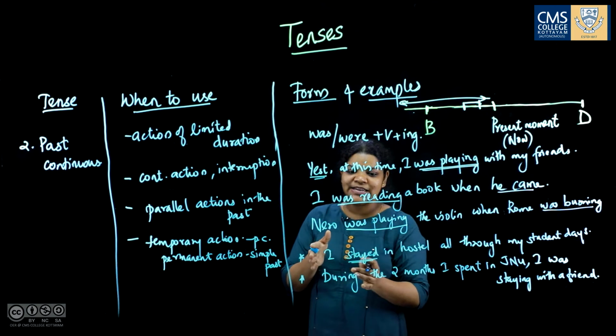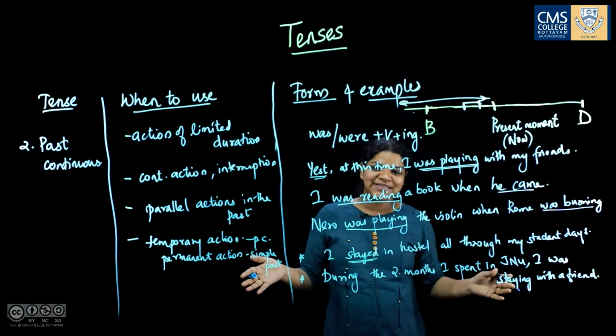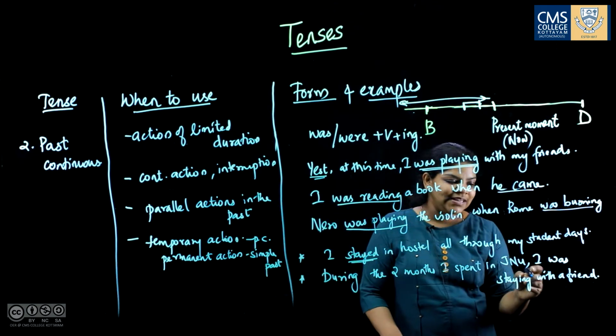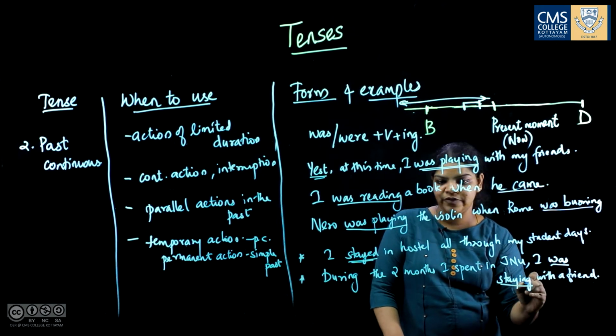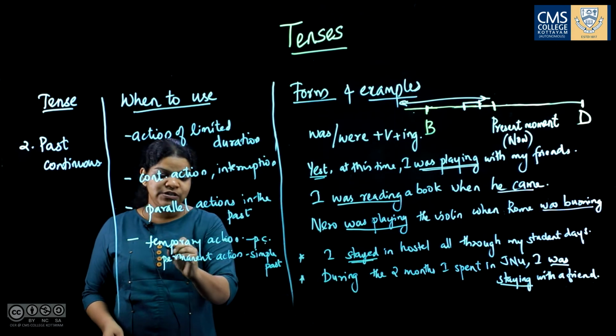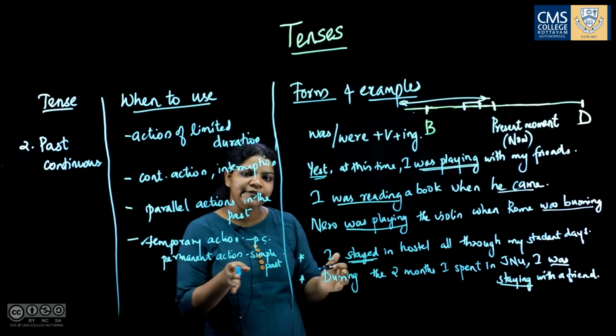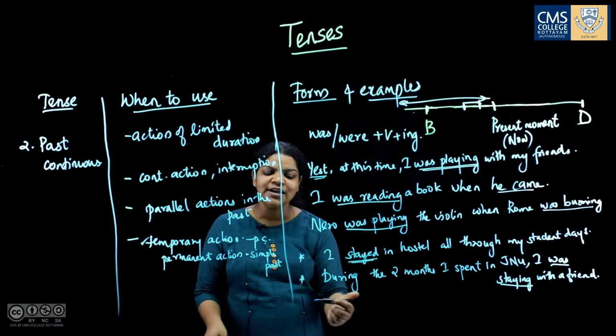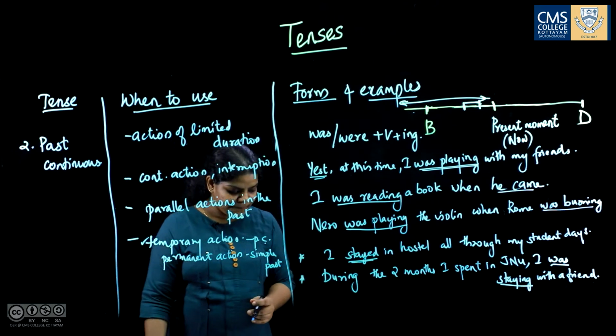during the 2 months I spent in JNU, it is not as long as all my student days. So the 2 months that I spent in JNU, I was staying with a friend. So you can use past continuous tense to refer to temporary actions, and if the action is more permanent in nature, you can use a simple past tense there.